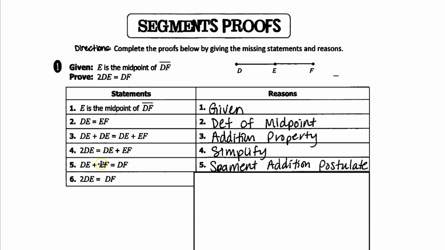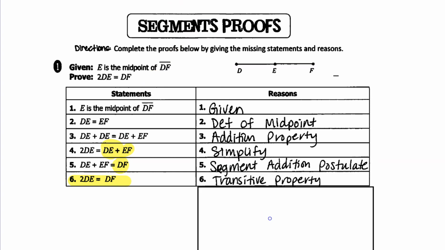DF. So all we're going to do is take this right here and substitute it for that. And when we get that, that's our final statement. Right, and there's your transitive property. 2 DE equals DF.